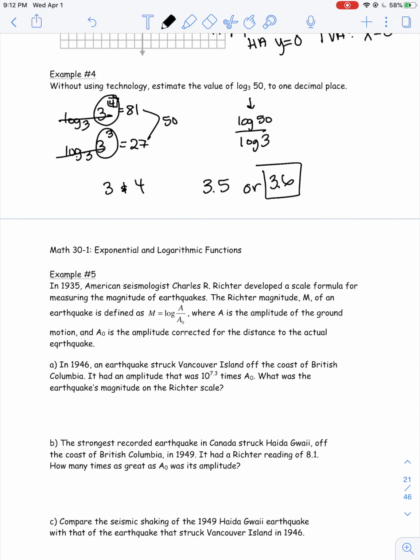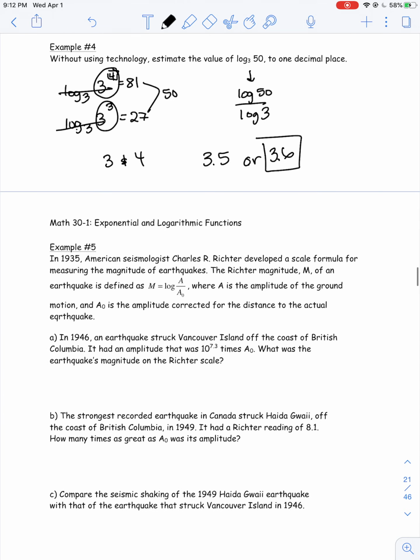So this is just a strategy. You can always use your calculator, of course, for all these questions, but it's just a way of saying, does my answer make sense?